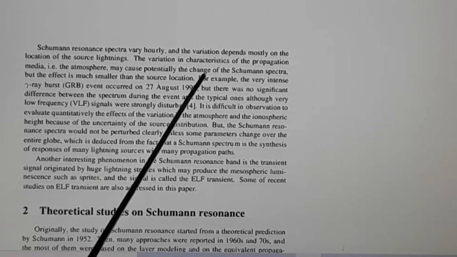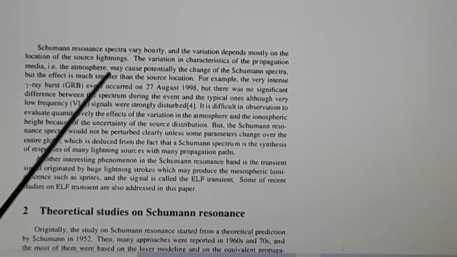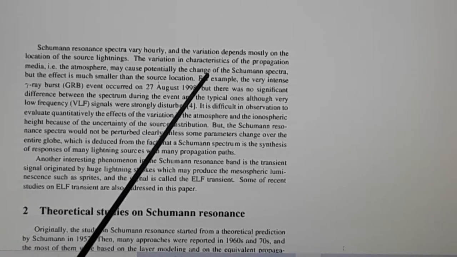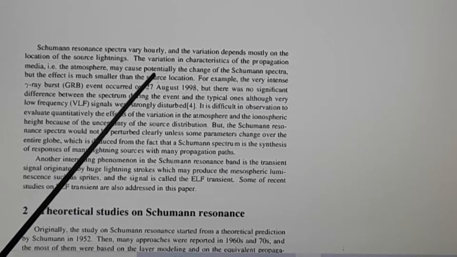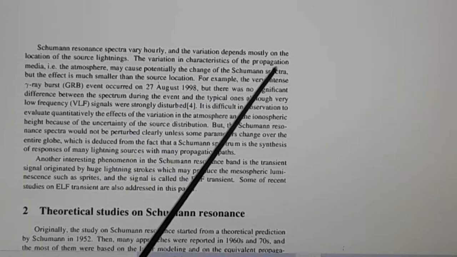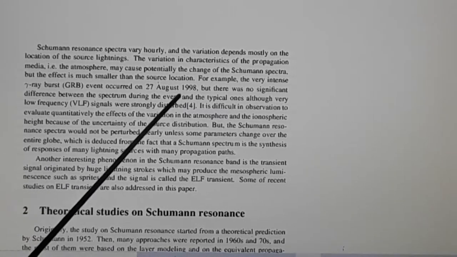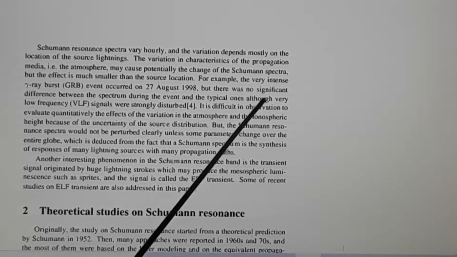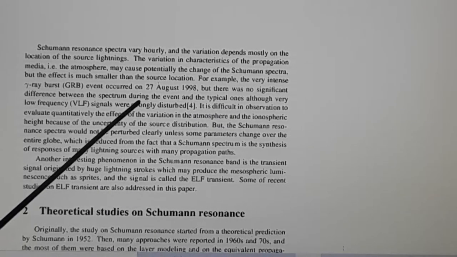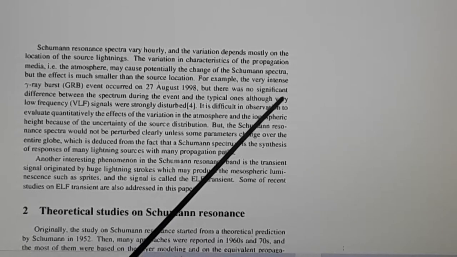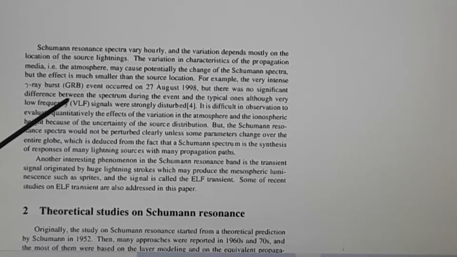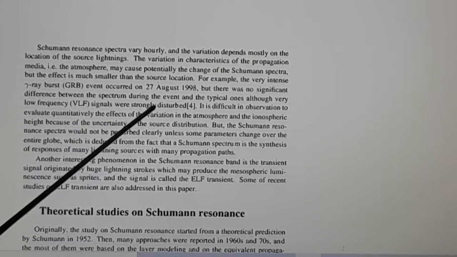lightnings. The variation in characteristics of the propagation media, i.e. the atmosphere, may potentially cause a change of the Schumann spectra, but the effect is much smaller than the source location. For example, the very intense gamma ray burst, GRB, event occurred on 27 August 1998, but there was no significant difference between the spectrum during the event and the typical ones, although very low frequency VLF signals were strongly disturbed.